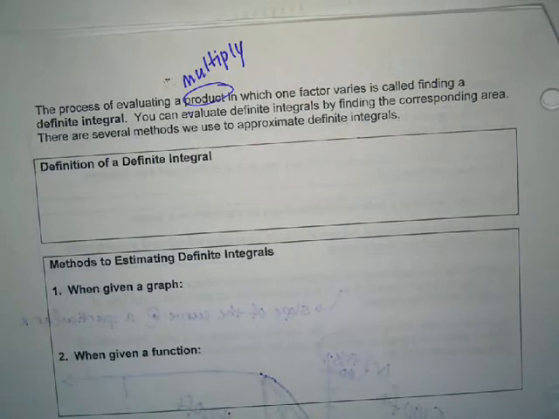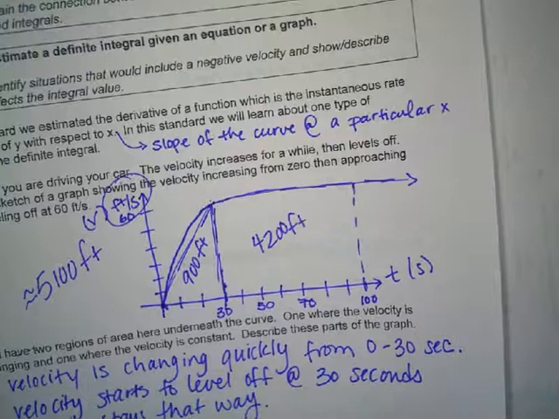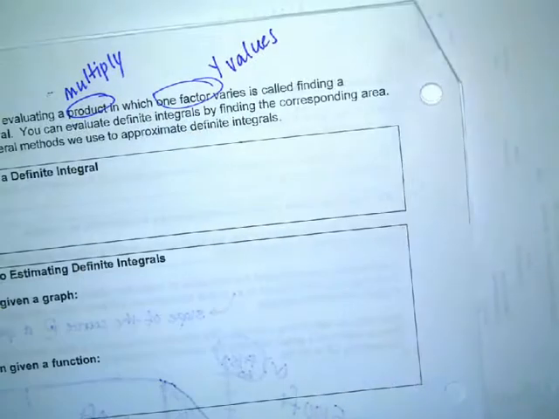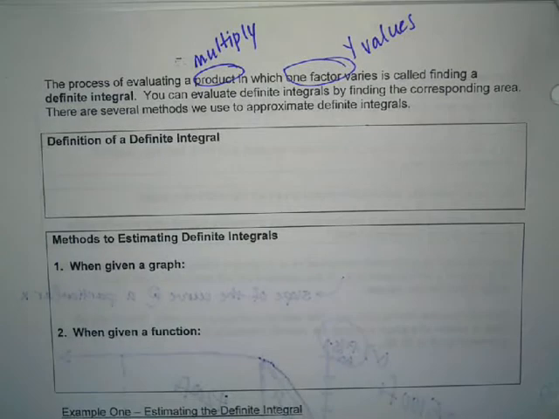So there'll be an independent variable, which is your x, and you'll have a factor that varies, which is always your y. So in this case, what was our factor that varied? Did time vary? Velocity varies. So one factor varies. Usually this factor is my y. But multiplying two things together where one of them varies, so multiplying x and y together in a function, is called finding a definite integral. You can evaluate definite integrals by finding the corresponding area.